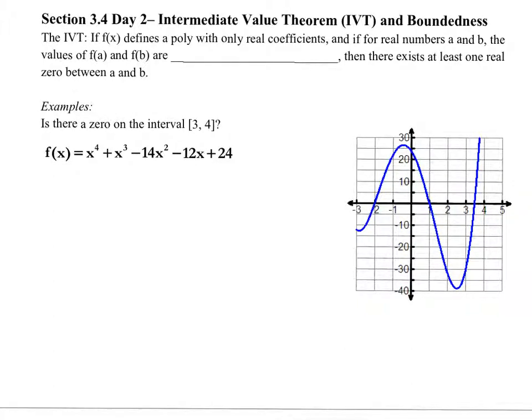Guys, today we're going to be learning two topics. The first one is called the Intermediate Value Theorem, and the second one is Boundedness. Intermediate Value Theorem is commonly abbreviated IVT.